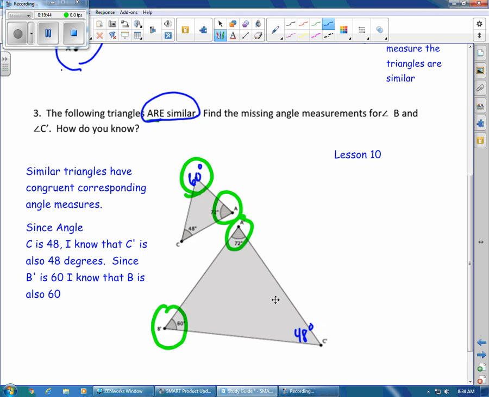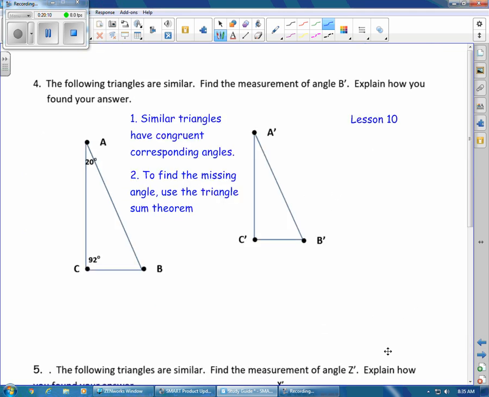So you really don't have to do the triangle sum theorem here. If you do the triangle sum theorem here, you should come up with this angle measure being 60. And if you do the triangle sum theorem here, you should come up with this missing angle being 48. But again, that's a lot of calculating that you don't have to do. If you remember that similar triangles have congruent corresponding angles, you don't have to do those additional calculations. All right, moving on to the next one.